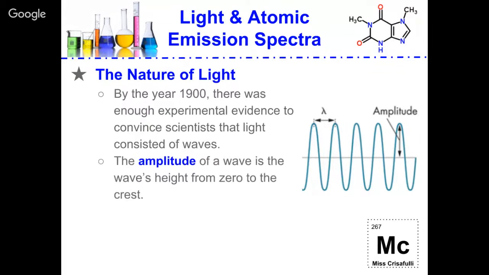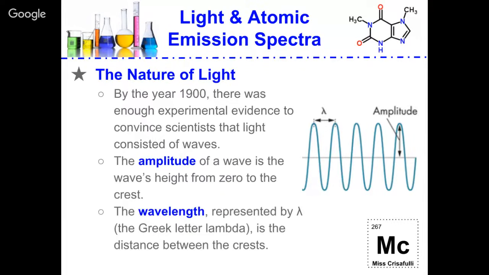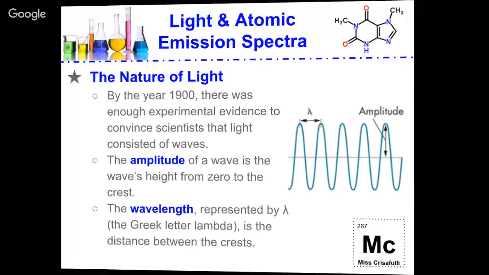When we look at a wave in the picture on the right, the amplitude of the wave is the wave's height from zero to the crest. So that's how tall the wave is. The wavelength, represented by the Greek letter lambda, is the distance between the crests. Think of crests as the hills or top parts of a wave, and the distance between two of them is our wavelength.